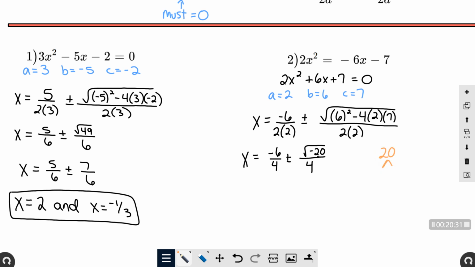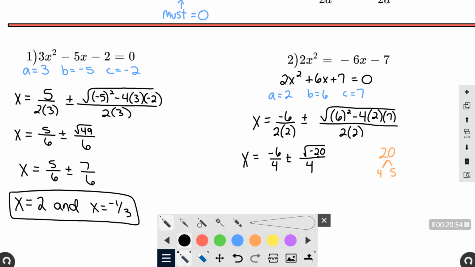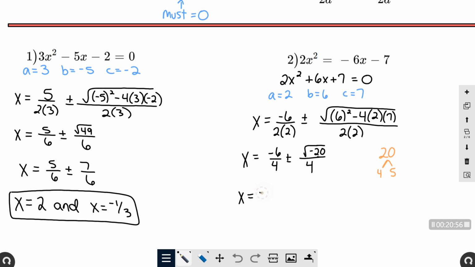Now remember, to do the shortcut, what's the biggest perfect square that goes into 20? Neither 2 and 10 will work, because they're not perfect squares. What's the biggest perfect square? 4 and 5. So if you want to, use the shortcut. Just trying to teach y'all a shortcut here. Because what's the square root of 4? And can I take the square root of 5? No. Okay. So we can keep this first fraction the same right now, negative 6/4, plus or minus.